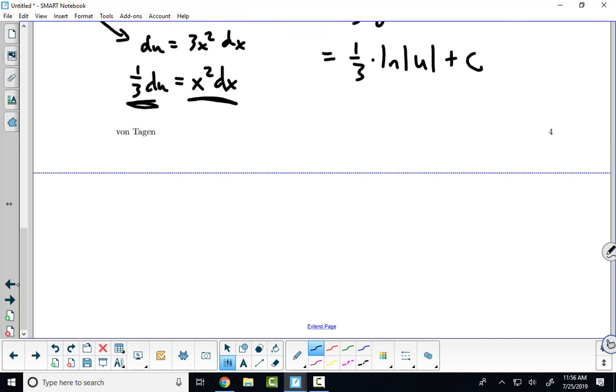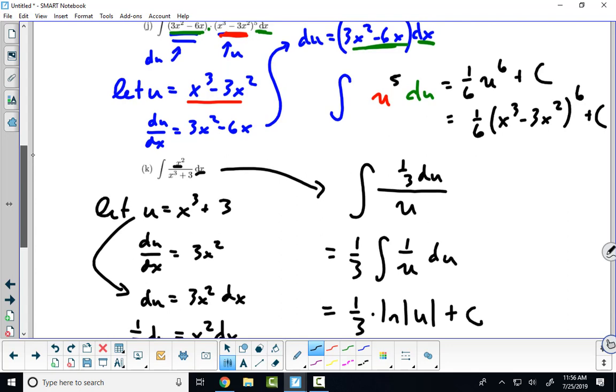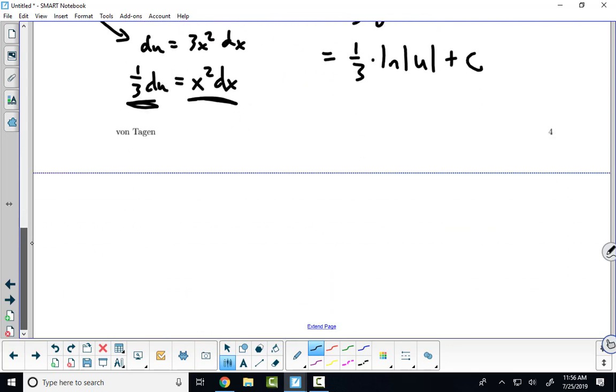Folks, it breaks my heart if you get to here and you say, well, I've got an answer, and you walk away from it. Because what was our original function given in terms of? What variable? X. What have we said the answer is in terms of? U. But u wasn't the variable you were asked to solve for, was it? Well, what was u? X cubed plus 3.